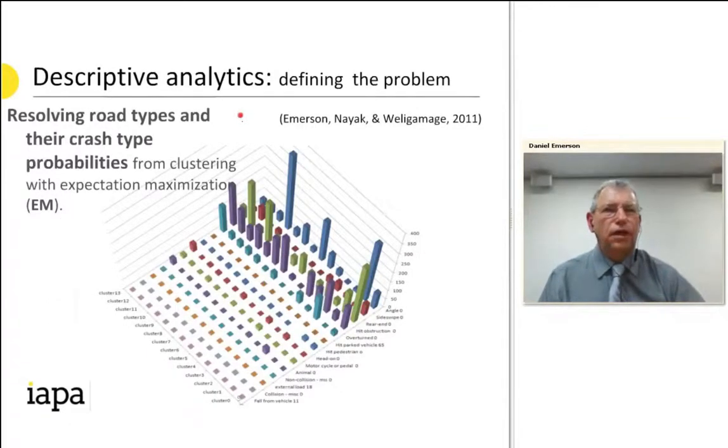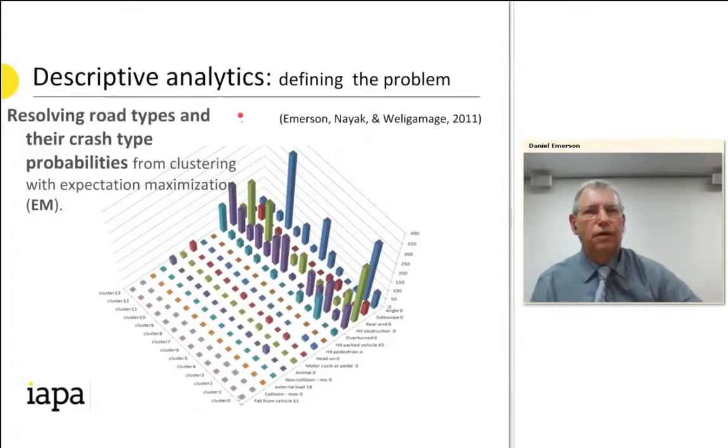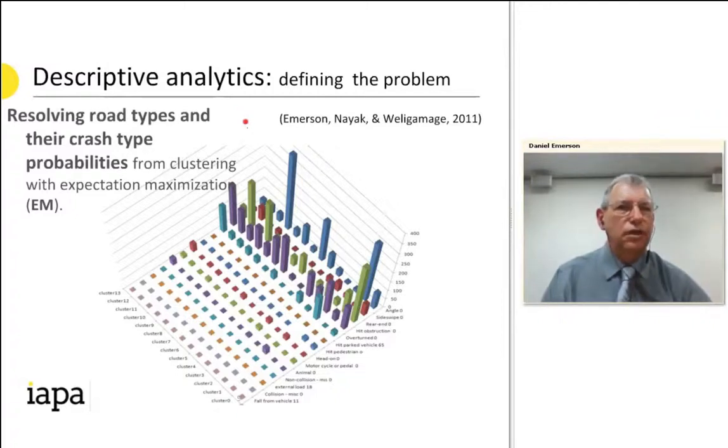I just want to share one of our studies that actually illustrates this difference quite dramatically. So we have resolved road types into their various classes and examined the crash type probability, e.g. the types of crashes that a given road may have.